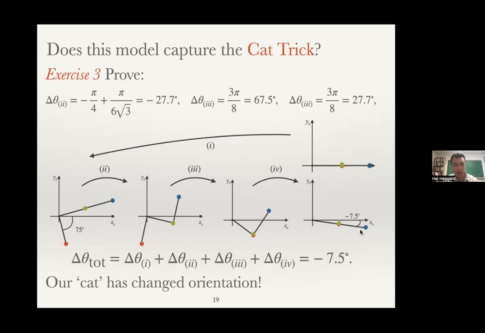So this is the striking thing that this model captures. So we're going to try to understand this more and more deeply, but just to summarize, the calculation showed the total change in orientation is just the sum of the changes in orientation along each of those legs. And if you add up all the numbers I've shown you, we get this non-zero change in orientation that I'm illustrating in the picture.